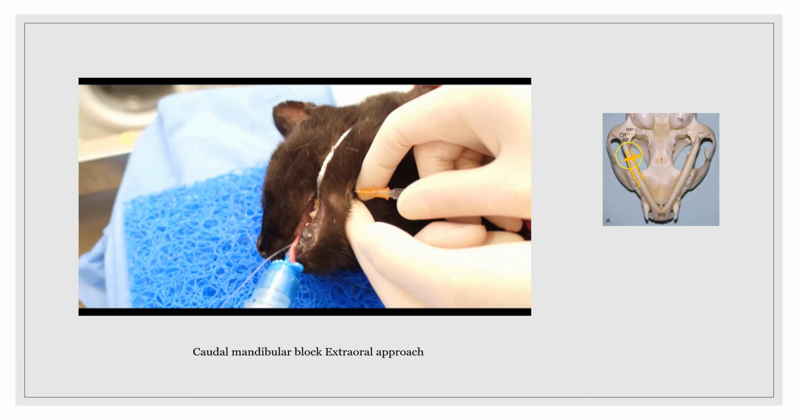So this extraoral approach has been used before to place the injection where the narrowing of the ventral cortex is, and give the injection on the medial side of the ramus and the mandible. Again, I find that my intraoral approach works better, and so I tend to use the intraoral approach.